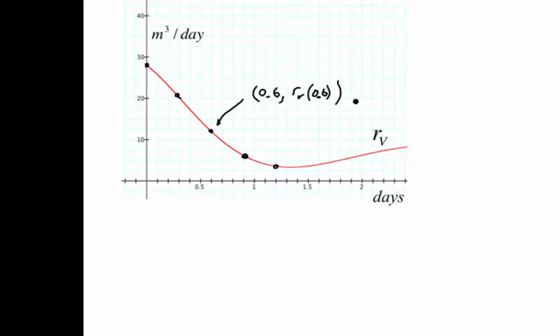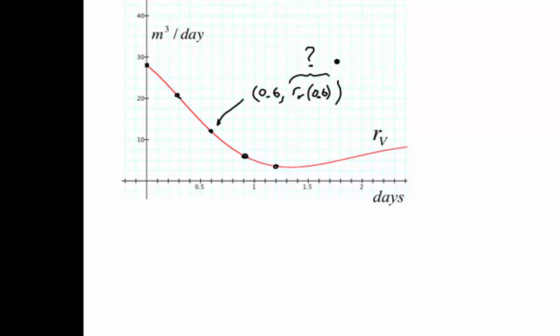Okay, is there a question? Anybody have a question? Okay. And what does that mean? What does r sub v of 0.6 mean? What's that? He says the rate of change at 0.6 days. It's the rate of change at 0.6 days, right?